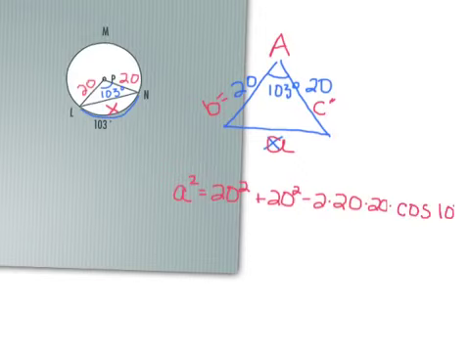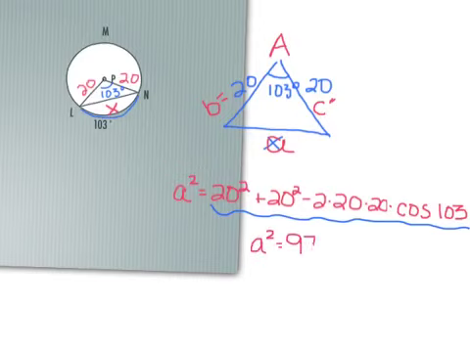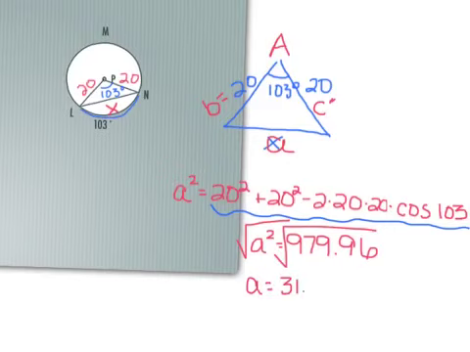So cosine of 103. Luckily, this is one of the easier ones where I can just type this whole mess straight into my calculator. Let's give that a shot. I ended up with A squared equals 979.96. Then let's take a square root. I end up with 31.3, and that's your length of the chord.